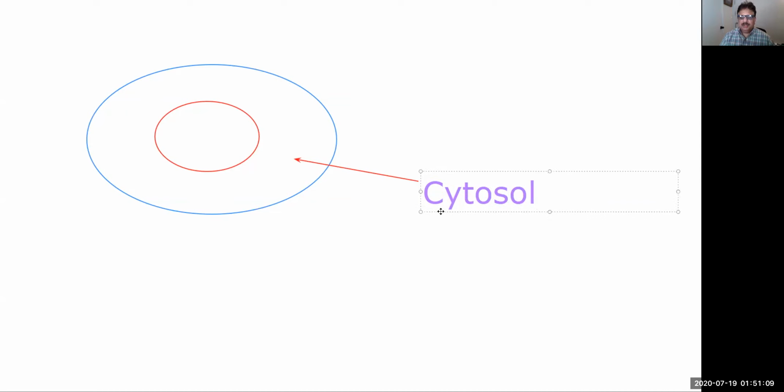Now, human cells are very specialized as compared to the bacterial cell. So first of all, within the nucleus, the DNA material is present in the chromosomes. DNA is not present by itself like in bacteria, but in human cells DNA is present as chromosomes.